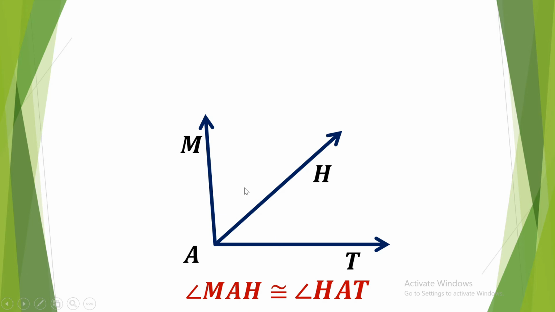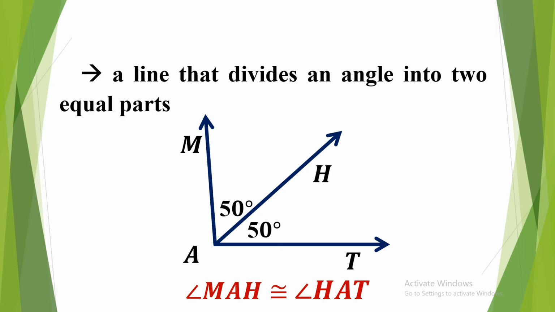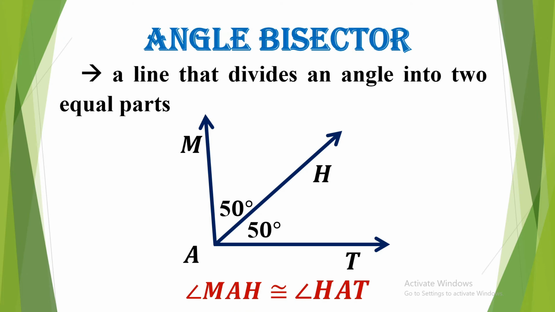Those two small angles formed now are congruent. So if the measure of angle HAT is 50 degrees, then the measure of angle MAH should also be equal to 50 degrees. And we now call that ray that divides the angle into two equal parts the angle bisector.